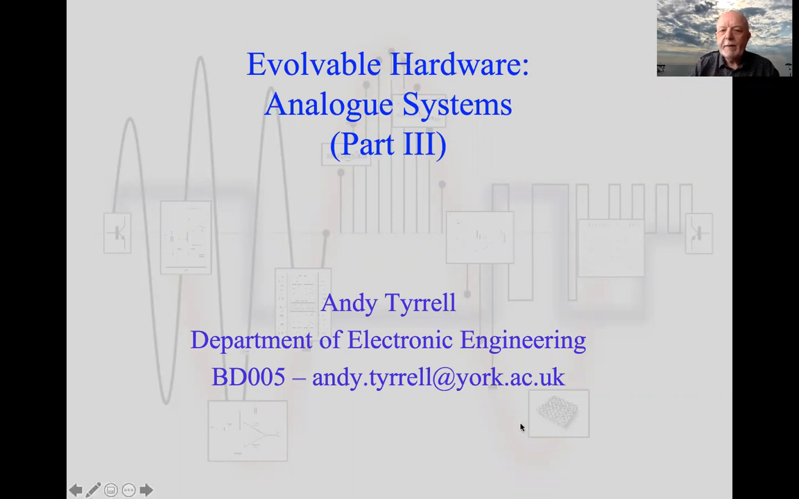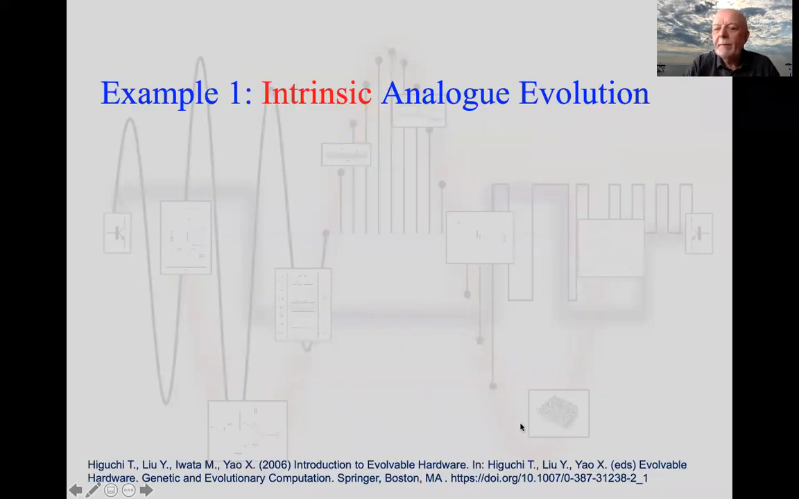In the last video we saw one example from the NASA team on designing a new chip. What I want to do now, in this final video of lecture 2, is give a couple more examples of work that's been done on analog evolution. The first of these I've called intrinsic analog evolution, and if you remember, intrinsic means on chip.